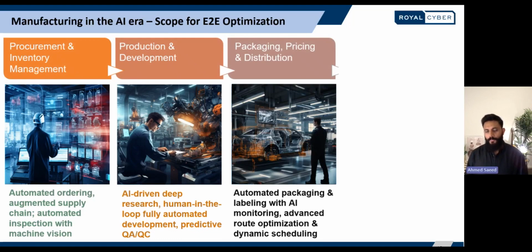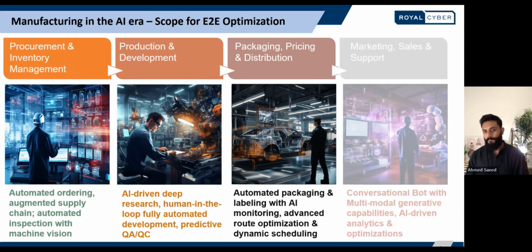Within packaging and pricing, look, automated distribution, automated packaging, labeling and monitoring, advanced route optimization and dynamic scheduling. So it acts like a GPS system. The AI can help us optimize routes and automate the shipping process to reduce costs and time, which is again very valuable.